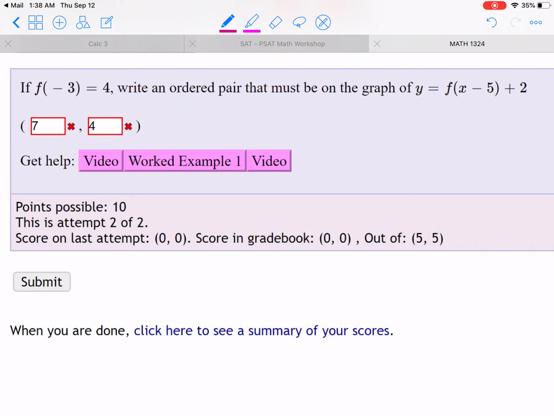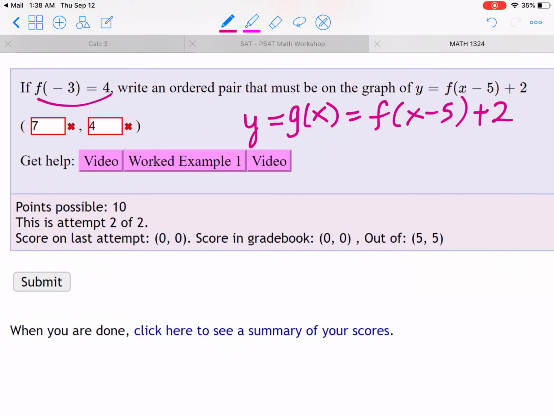So if I write g of x as f of x minus 5 plus 2, you want to figure out, if I plug in a number for g, what's a value for y, right? And so, you set this equal to y like that. And in order to utilize this information right here, the number we have to plug into g has to make what I plug ultimately into my f a -3.